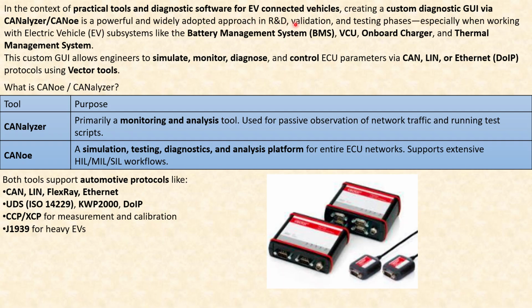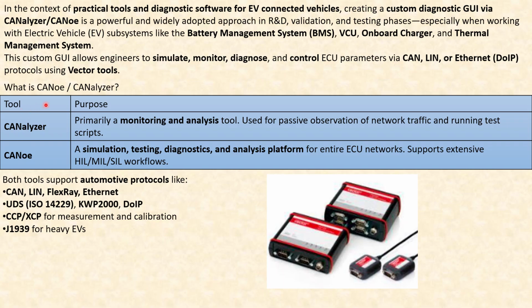In the previous lesson, we spoke about the various types of tools like TechStream, VIDA, Xentry, etc. Now, to prepare those tools, most probably CANalyzer and CANoe are used, especially when working on electric vehicle subsystems like battery management system, VCU, onboard charger, thermal management system. Now, this custom GUI allows engineers to simulate, monitor, diagnose, and control ECU parameters via CAN, LIN, or Ethernet protocols via Vector tools. Now, what is CANoe and CANalyzer?